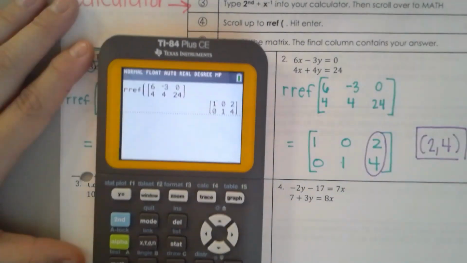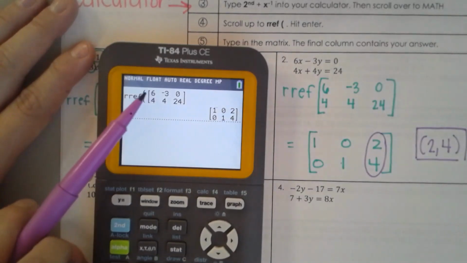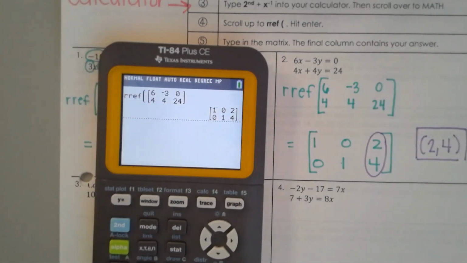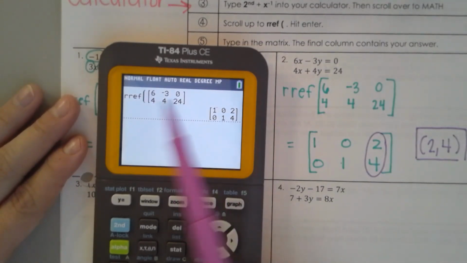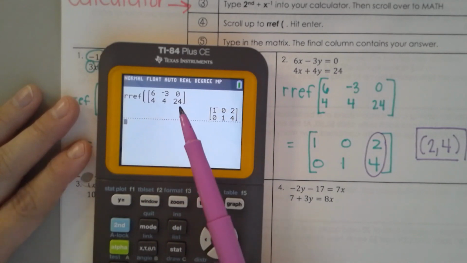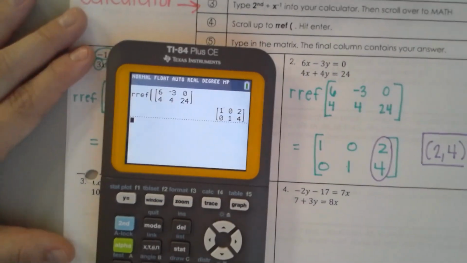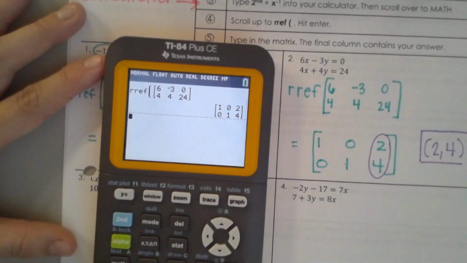Okay, if you got something completely different, then you probably typed in one of these numbers incorrectly. So go back and look. 6, -3, 0, 4, 4, 24. I didn't get the negatives right. Yep. If you miss that negative, you'll get completely wrong, so you've got to be careful.